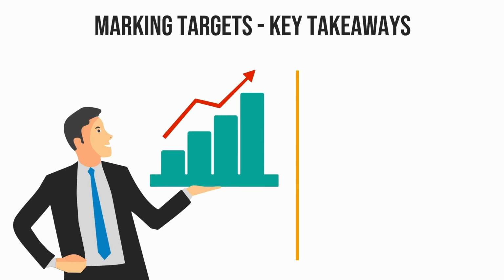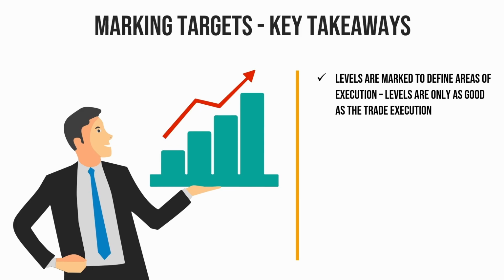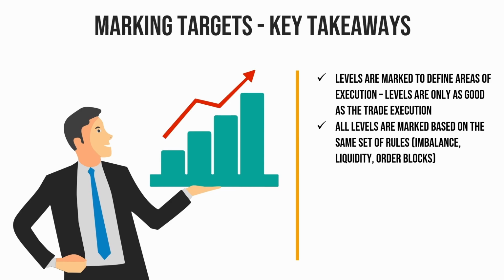Okay, so bringing it all back full circle, let's talk about some key takeaways when it comes to marking your targets. Your levels are marked to define areas of execution, right? As we showed you guys in the brief example. Levels are only as good as the trader's execution, right? So if you're not going to pull the trigger at these levels, guys, then there's no sense in drawing them, right? You want to be proactive as price gets to your levels, right? You want to understand what you're doing at these levels and why you're drawing these levels out, right? That's really all the difference there that it's going to make in whether or not you execute.